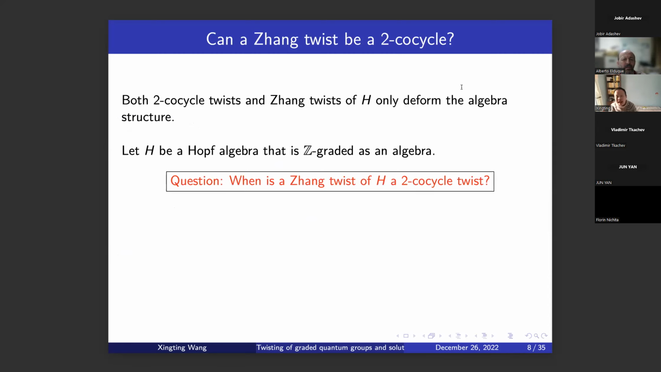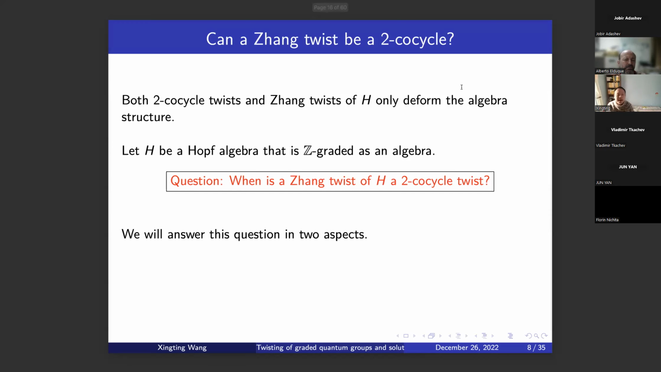So we would like to answer the following question. Suppose I give you a Hopf algebra. Now I can do a two-cocycle twist. At the same time, it has a Z grading. We'll see some examples showing that quantum groups do have natural Z gradings. So it's not something very strict. A lot of examples have Z gradings. Now we want to ask the following question: when can a Zhang twist be realized as a two-cocycle twist?